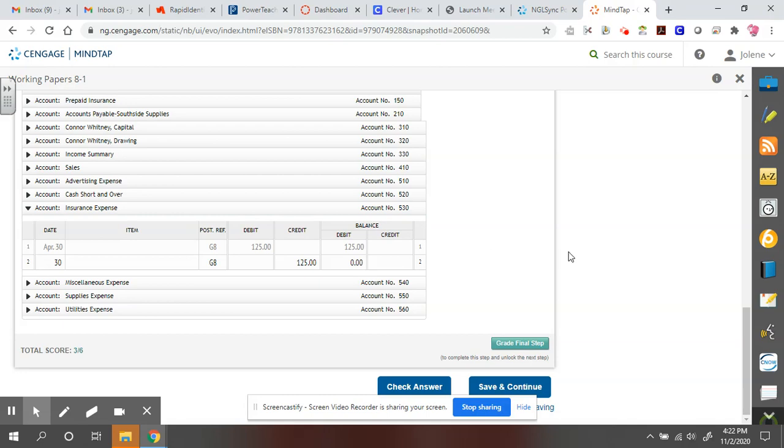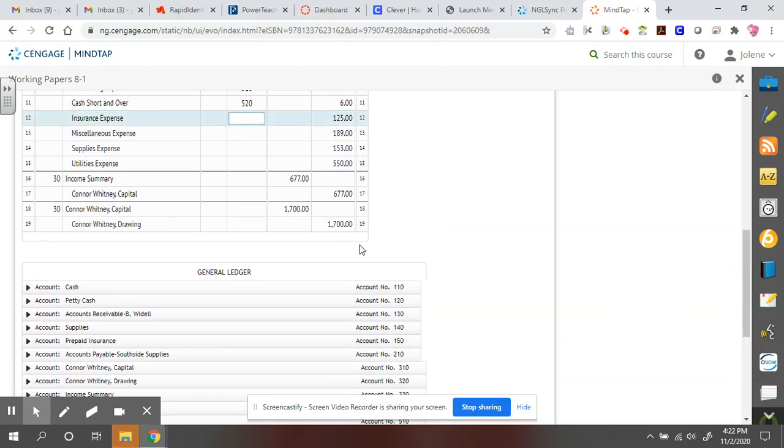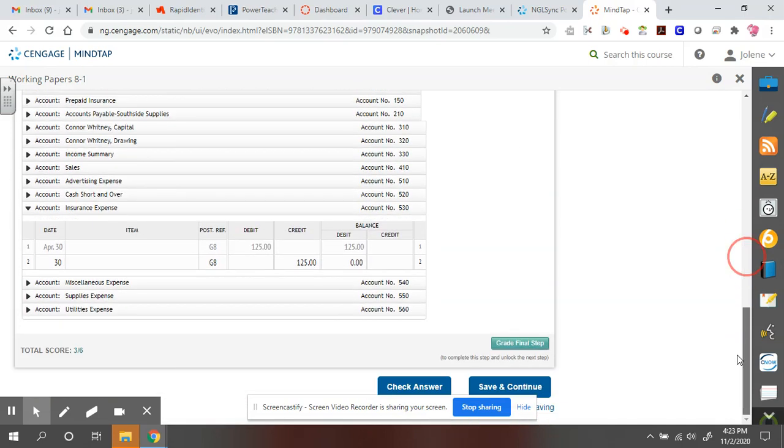530 is our account number. 530. Miscellaneous expense is the next one at $189.